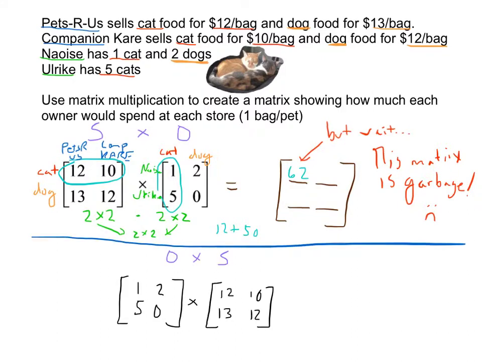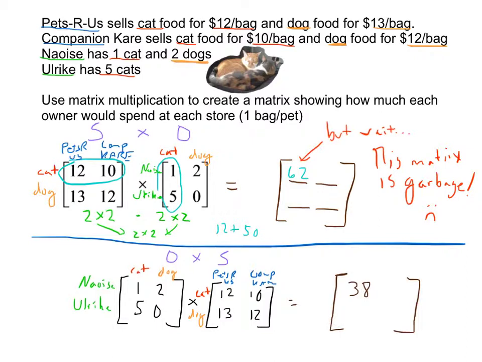Okay, for clarity's sake, I'm going to once again label the rows and columns for all of these. And now when I multiply and I'm going across the row, that's counting cats and dogs, and I go down the column, that's counting cats and dogs. I'm counting the same type of object in there. So I'm doing Nisha's 1 cat times what cat food costs at Pets R Us, plus Nisha's 2 dogs times what dog food costs at Pets R Us. And that'll tell me what Nisha is going to have to pay at Pets R Us. So that first entry is going to be a 38 there, and then I'll fill in the rest of the entries.